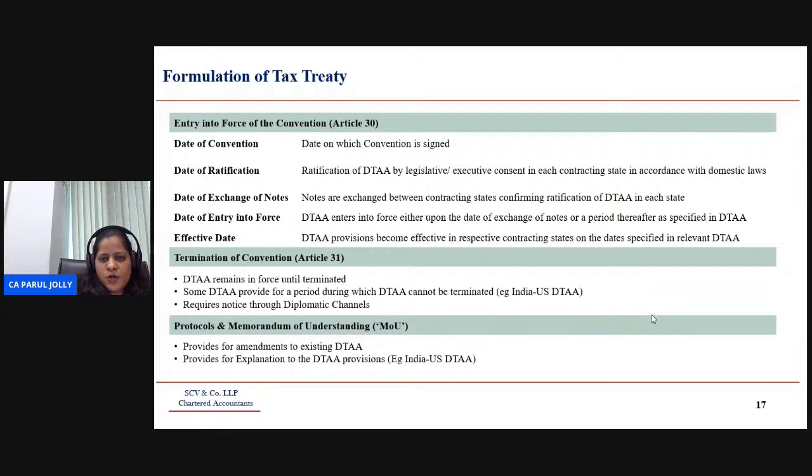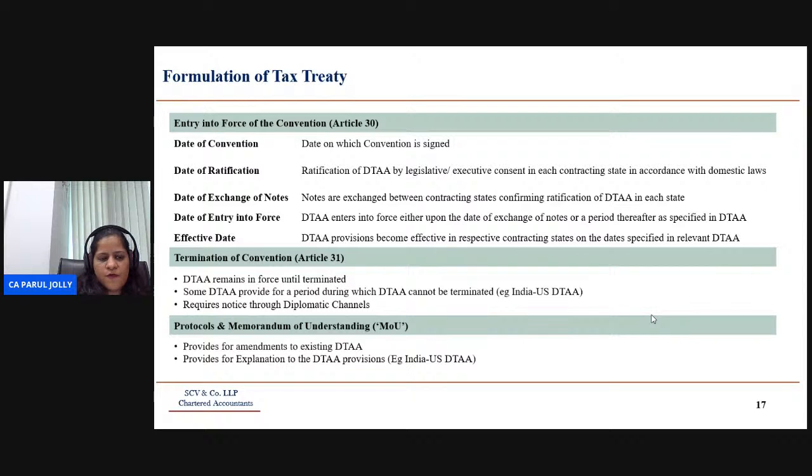So how to compute it? Why is it relevant? We'll cover that a little later. Then termination of convention. DTAs generally remain in force until they are terminated. Some DTAs give a period of lock-in, after which it can only be terminated. Like the India US DTA has a lock-in period of 5 years, and these DTAs are terminated once a notice is exchanged through diplomatic channels between the countries.